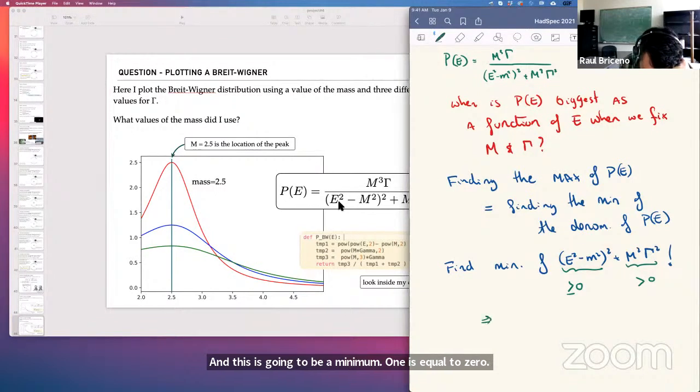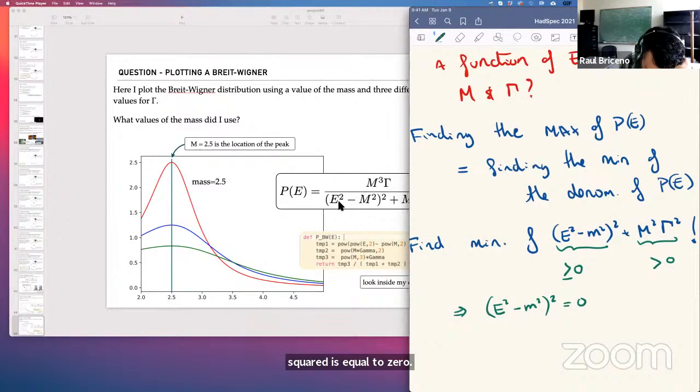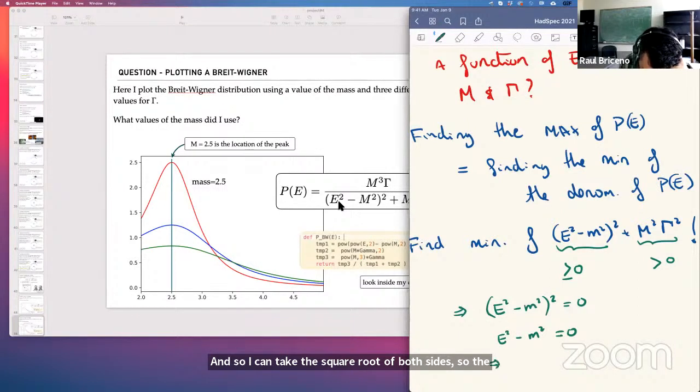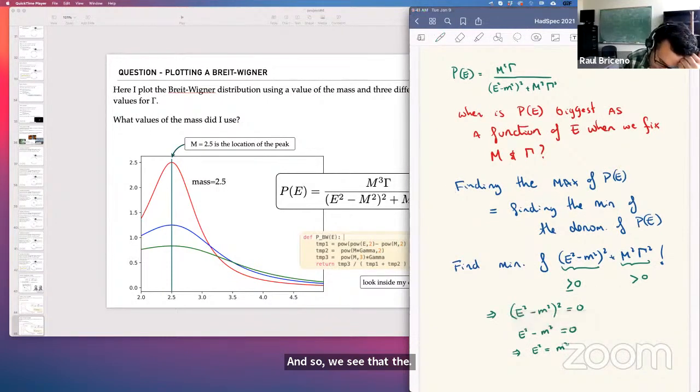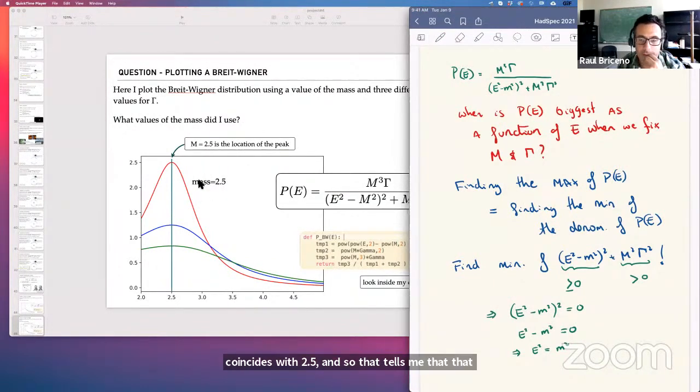And so the minimum is when (E squared minus M squared) all squared is equal to 0. I can take the square root of both sides, which means that the minimum is when E squared is equal to M squared, so E is equal to M. And so we see that the minimum of the denominator, which is the maximum of this thing, coincides with 2.5. That tells me that the mass that I used was 2.5. Does that clarify things?